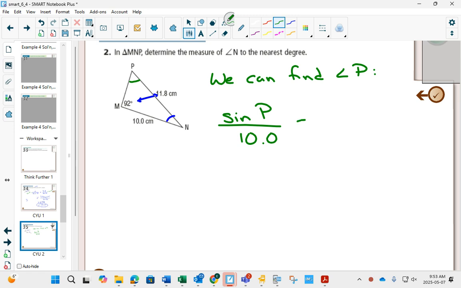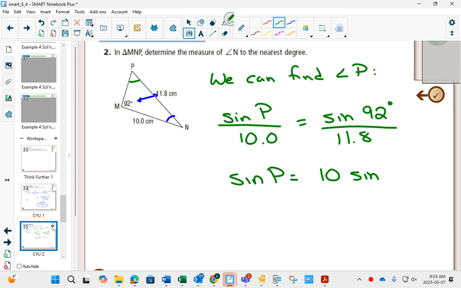And it's going to equal, well, the only thing that I have connected together is the 92 and the 11.8, so that 92 would go in the numerator and the 11.8 would go in the denominator. So again, angles go with opposite sides. How do I get sine P by itself? Multiply both sides by 10.